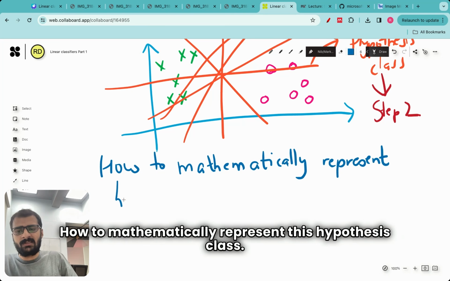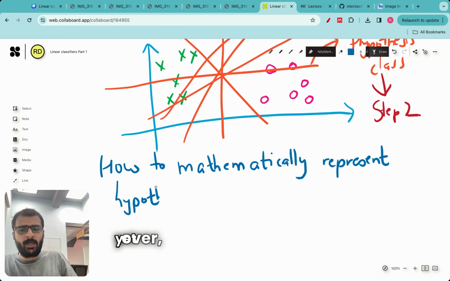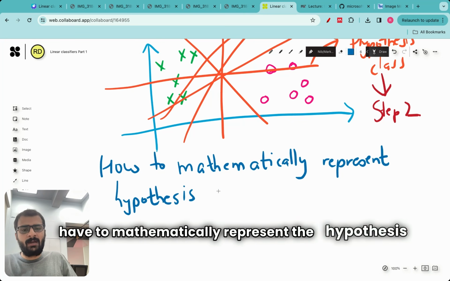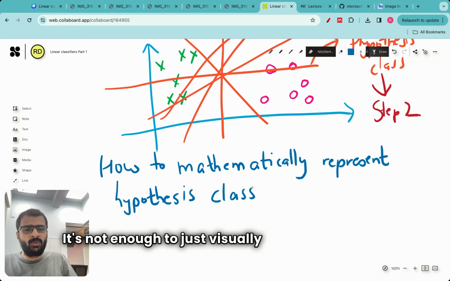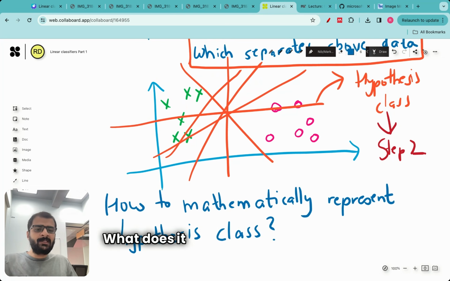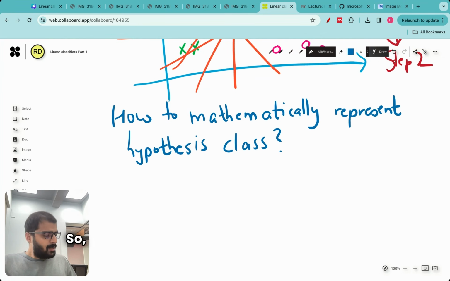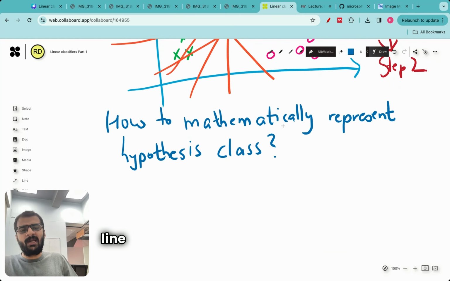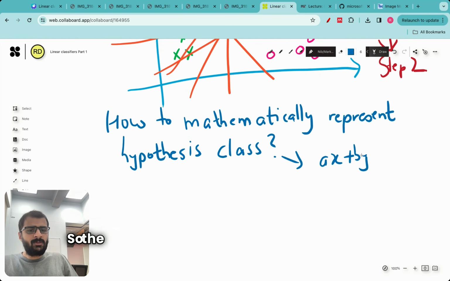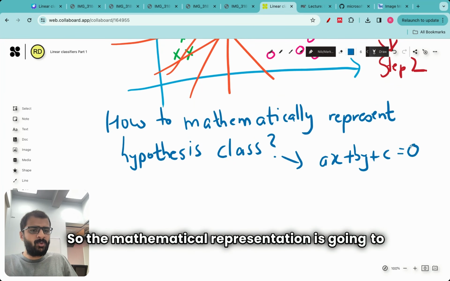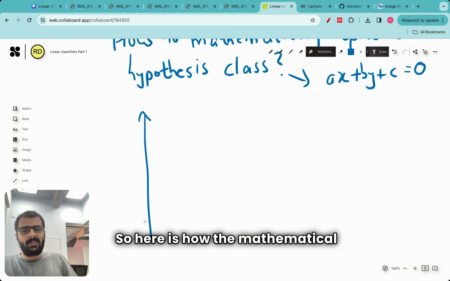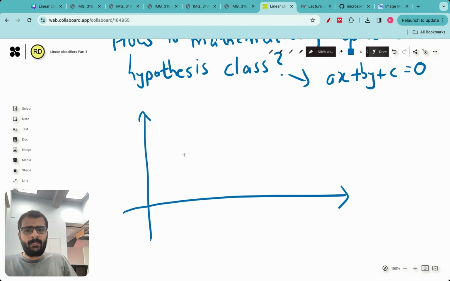So remember that step 2 is not yet over, because in step 2 we have to mathematically represent the hypothesis class. It's not enough to just visually see that okay, my hypothesis class is all the bunch of straight lines. What does it mathematically mean? So all of us know that the equation of a straight line is ax plus by plus c equal to 0, right? So the mathematical representation is going to look something very similar to this. So here is how the mathematical representation is going to look like.